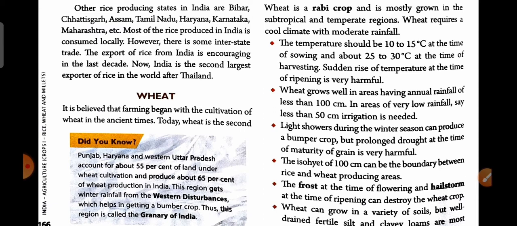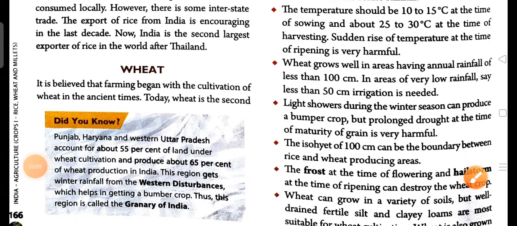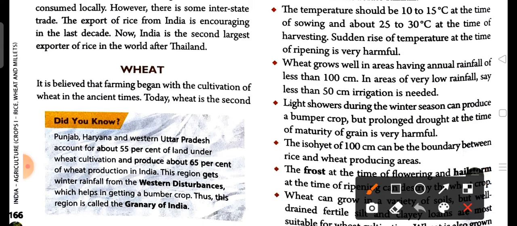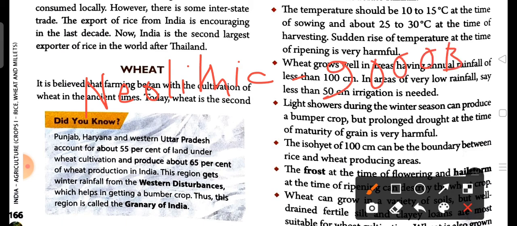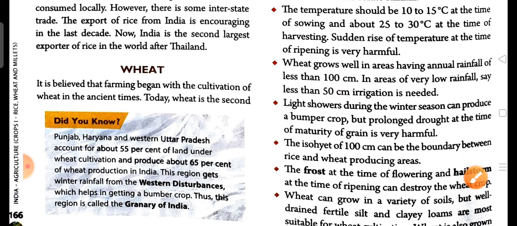We discuss here its conditions of growth, sowing and harvesting period, method of wheat cultivation, and also the areas. So students, let's begin. It is believed that farming began with the cultivation of wheat in ancient times. In the ancient time, meaning in the Neolithic period, which is nearly about 9000 BCE, farming began.